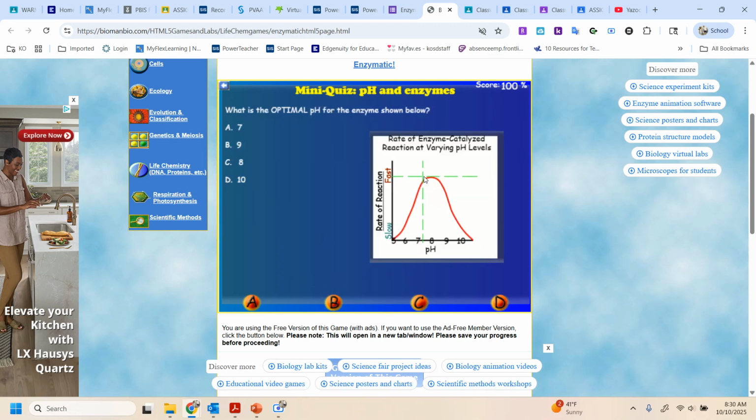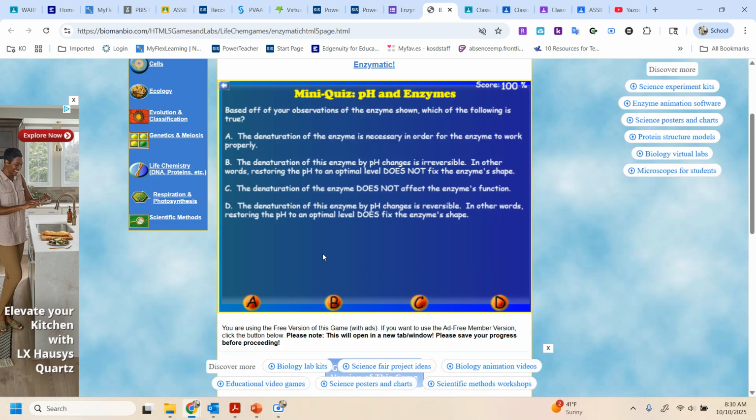What's the optimal pH in this graph? Once again, we're going to look right at where the reaction rate is the fastest. And for this particular enzyme, that pH is 8. That's going to be different for every enzyme. Based on your observations of the enzyme shown, which of the following is true? The denaturation of the enzyme is necessary for it to work. No, that actually makes it not work.